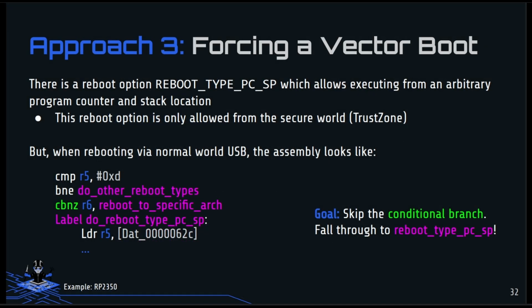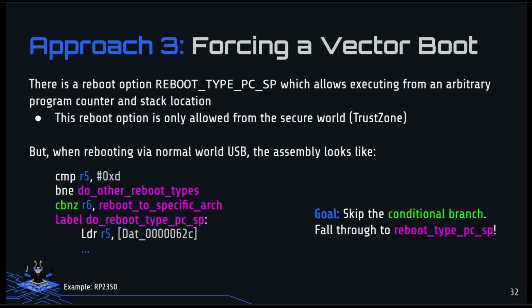All right, we've already talked about the power on state machine, but now we're going to talk about a different part of it. There's a part of the PSM that manages reboots. And like most microcontrollers, the way it handles reboots is different from how it handles cold boots. There's a reboot option with the name reboot type PCSP, which you may recognize as program counter and stack pointer. And this essentially allows executing from an arbitrary program counter and stack location. You can tell this is very sensitive and could be a security issue, and so this reboot option is only allowed from the secure world, which on these ARM cores is TrustZone.